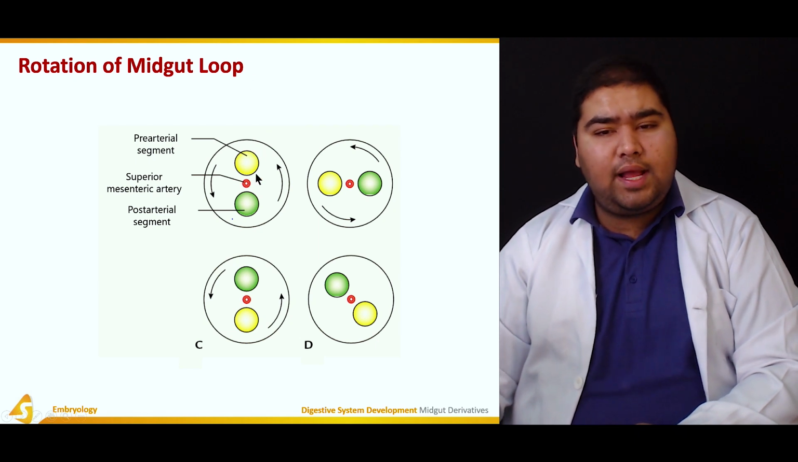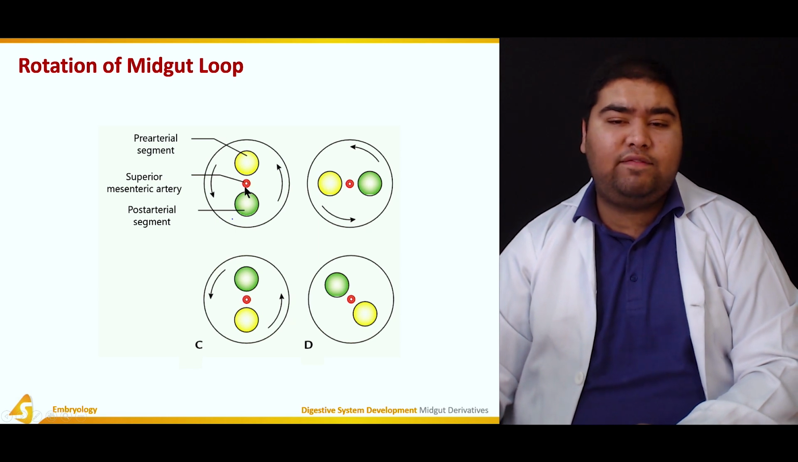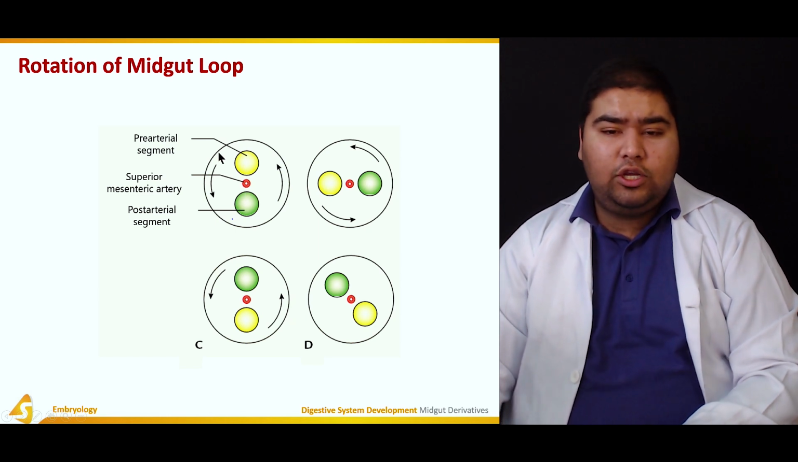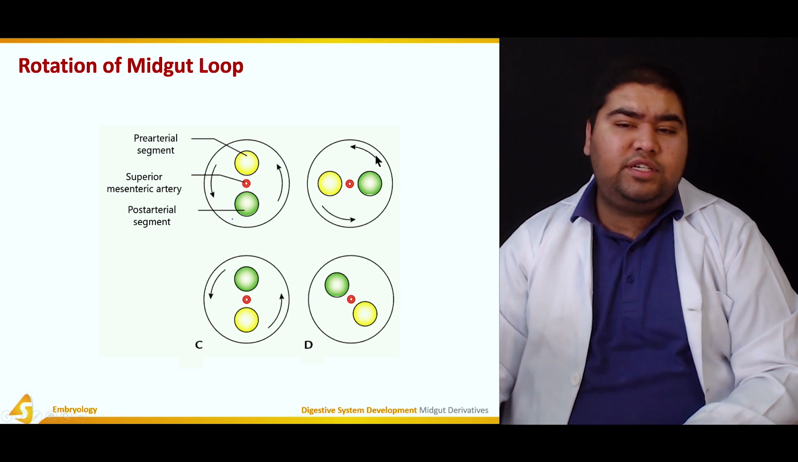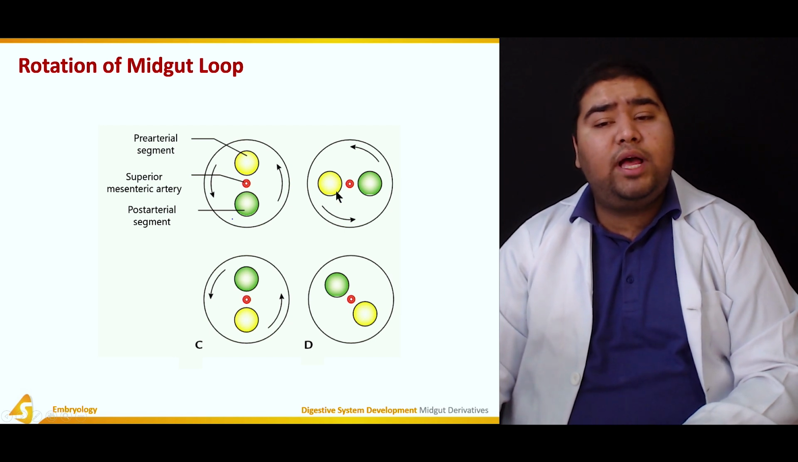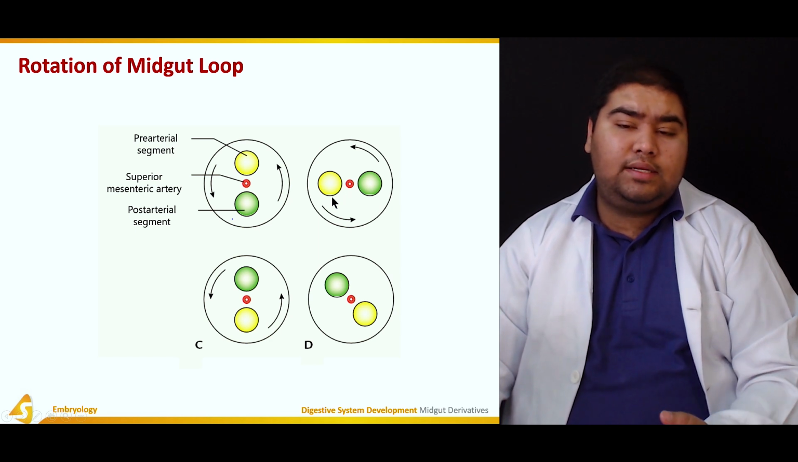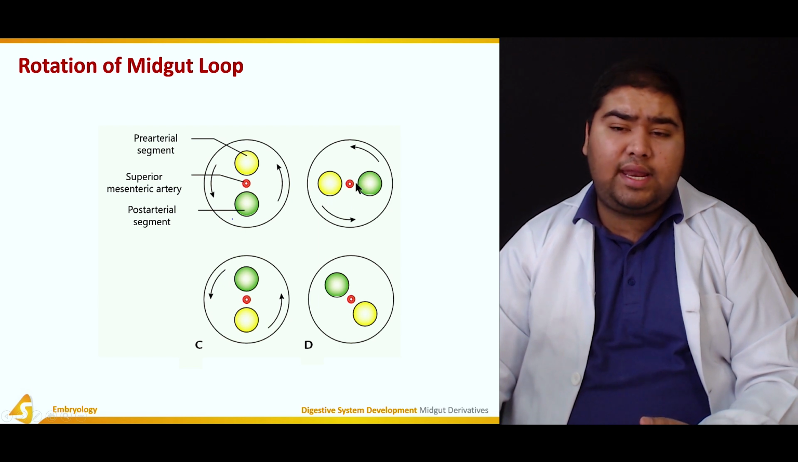This is the pre-arterial segment, this is the post-arterial segment, and in between we have the superior mesenteric artery. This is the first anti-clockwise rotation. The first 90-degree anti-clockwise rotation causes this pre-arterial segment to come to lie on the right side. After that, the second 90-degree anti-clockwise rotation takes place.